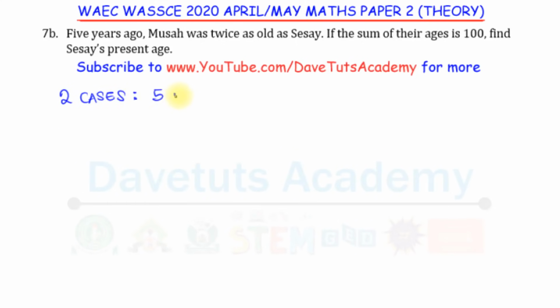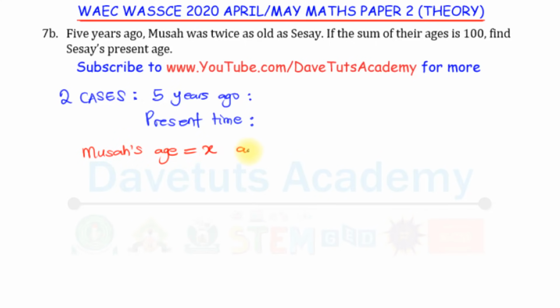First, 5 years ago, and then the present time. So, we need to represent these two time lines correctly for us to be able to solve our question. Now, we are told that the sum of their ages is 100. In that case, let Musa's age be X, and Sese's age, let it be Y, and we'll be able to interpret our questions mathematically.